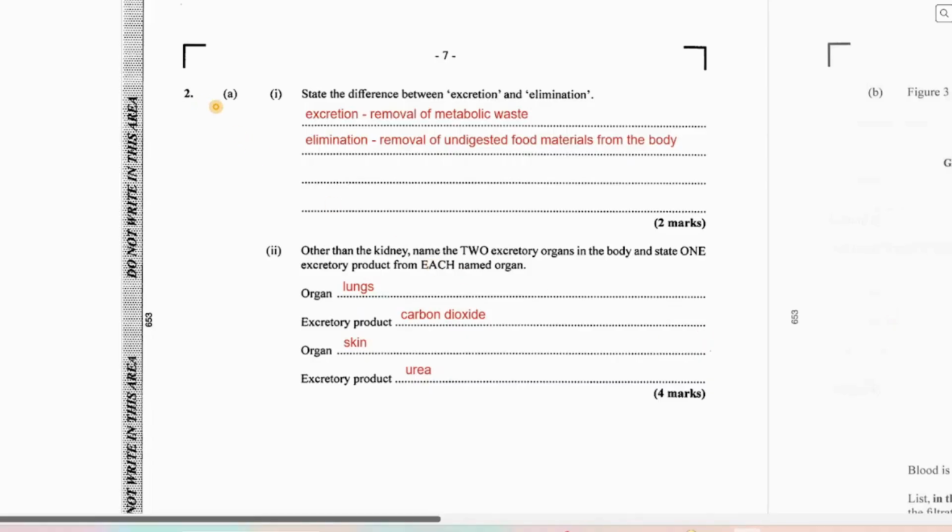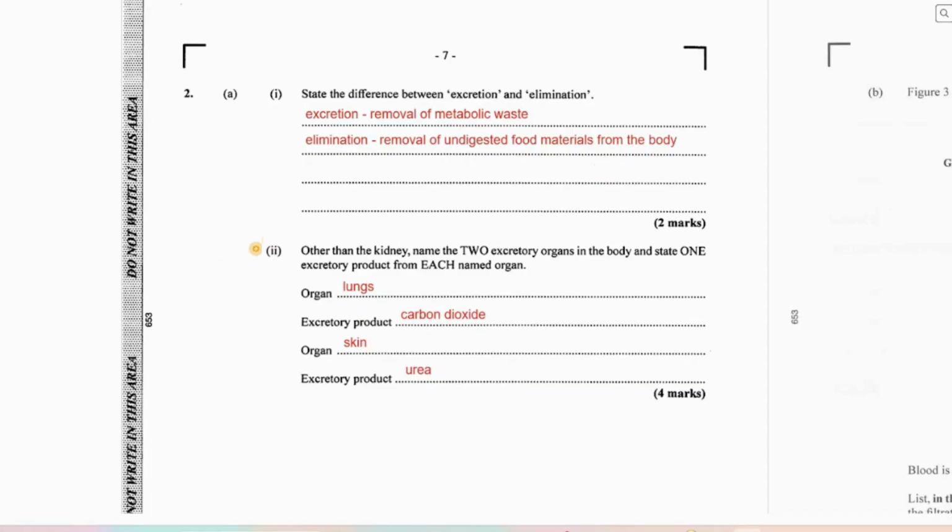To question 2. State the difference between excretion and elimination. Another word that we can use for elimination is egestion. So excretion is the removal of metabolic waste from the body, while elimination, using the word that they have, is the removal of undigested food material or undigested waste material from the body. So this is what comes from the alimentary canal. Anything that is not absorbed is removed.